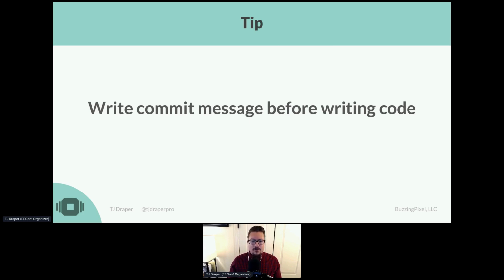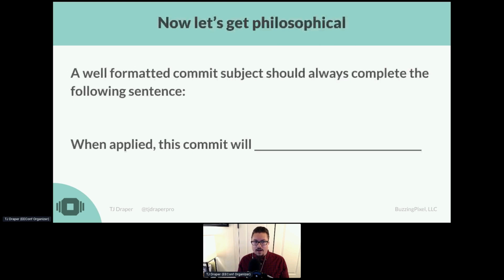So I want to get a little more philosophical with my commit messages here. I believe, and there's a great blog post by Chris Beams that I'll link to here in a minute, that a formatted commit subject should always complete the following sentence. So when applied, this commit will, and then you finish that sentence for your commit message. It's like you're instructing Git what to do. When this commit is applied, this is what it does to the code base. And what that does is it makes writing really simple and really clear, and it just sort of flows naturally. When you start that sentence in your head and you complete it, it flows naturally.